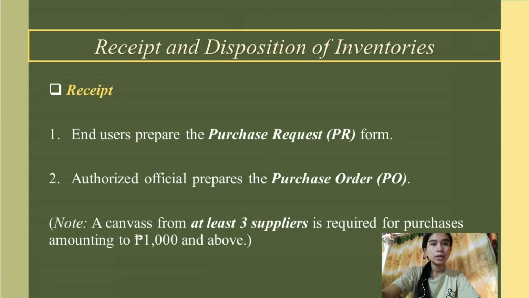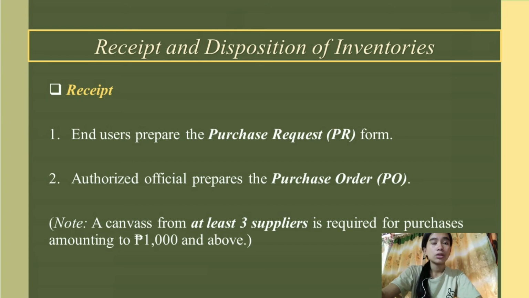Moving forward, we will now go to our second objective, which is the receipt and disposition of inventories. Here, the series of processes of acquiring or the receipt of inventory of a government entity will be explained. So, first is the preparation of purchase request form by end users who can be those working in the office, needing the office supplies, janitors who need cleaning materials, and the like.